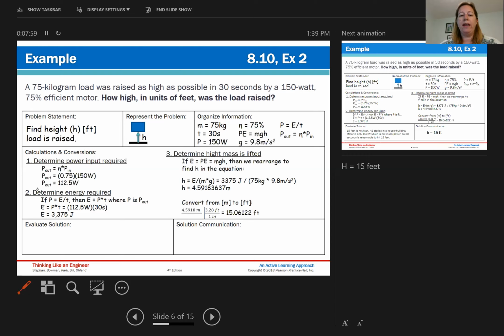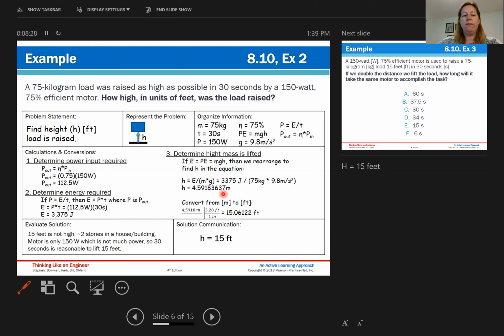Then from there, I can determine how high the mass is lifted by rearranging my potential energy equation and using that for my energy, setting it equal. So when I solve for H, I get H is equal to energy divided by my mass times gravity, which is 3,375 joules divided by 75 kilograms multiplied by 9.8 meters per second squared. So I get a total height of 4.5918367 meters. And then I need to convert this into feet.